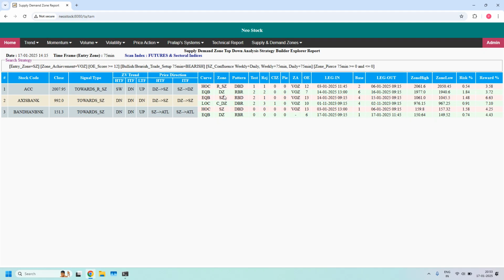In these 3 stocks, these 75 minute supply zones are part of the daily supply zone, both together again part of the weekly supply zone. And the weekly trend is down in second and third stock. If any of these 2 stocks are having a weekly supply zone with weekly EMA confluence, they are even more high probability trade setup supported stocks.